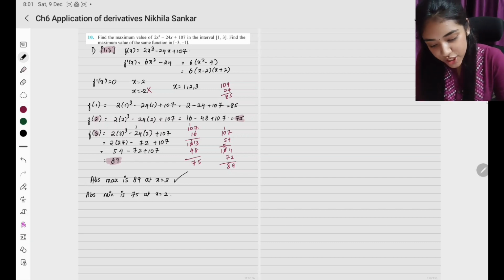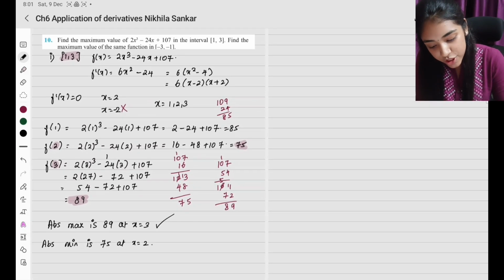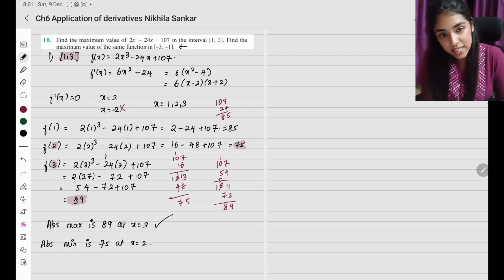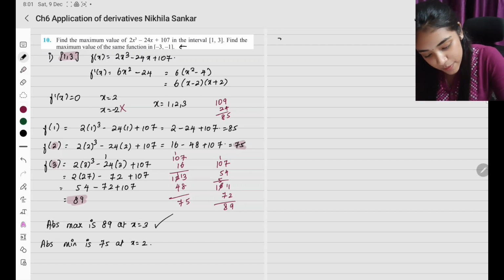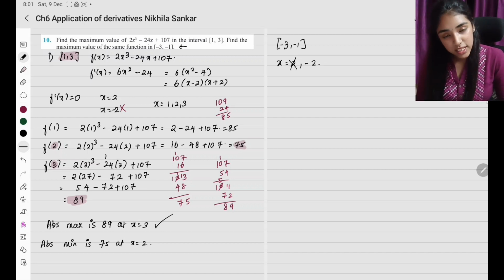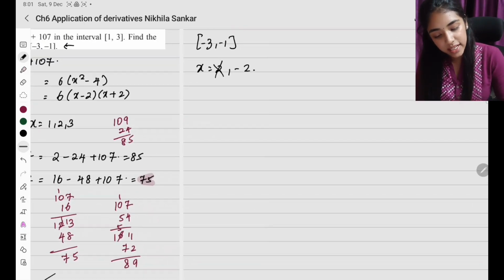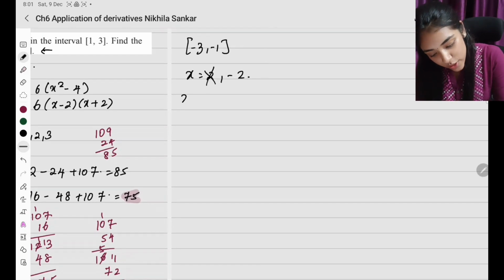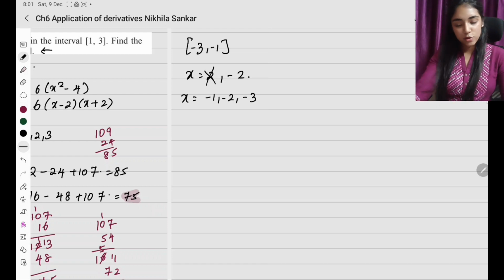Now what is the second subsection? Maximum value for the same function, but the interval is going to be minus 3 and minus 1. So the only difference here is, it is going to be the exact same steps. The interval is going to be minus 3, minus 1. What critical points did we get? X equals 2, minus 2. You can omit the x equals 2 because it does not lie in the interval. Now what are the end points? It is going to be minus 3 and minus 1. So I have to check for x equals minus 1, minus 2, minus 3. Okay, it is going to be the exact same steps.